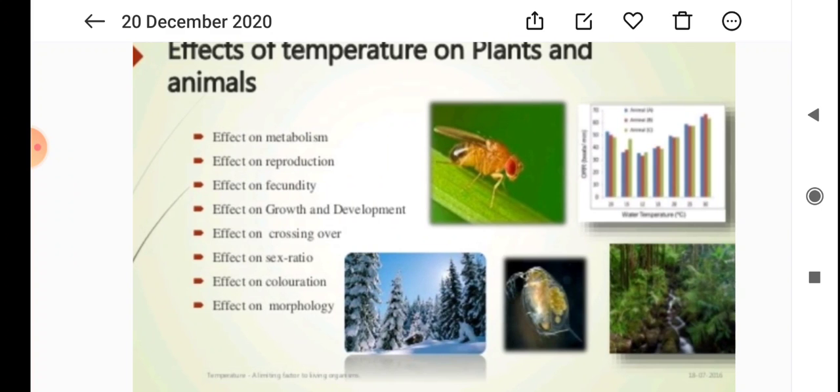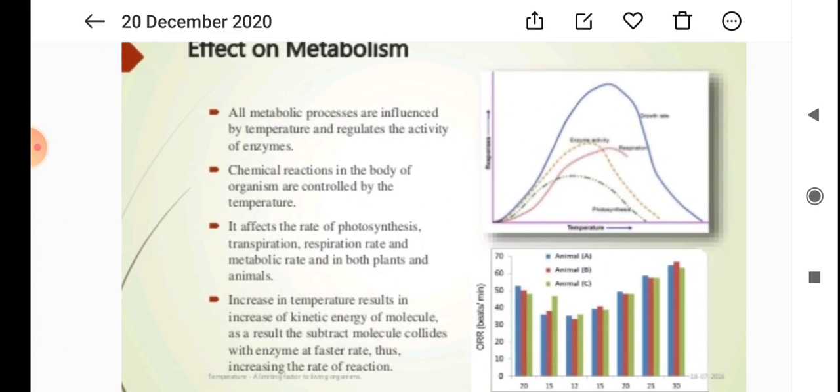Now, the effect of temperature on the plants and animals. As there is variation in the temperature, it affects the life of plants as well as the animals. It has significant role on the cells, morphology, physiology, behavior, growth, ontogenic development and distribution of plants and animals. First of all, we will discuss the effect of temperature on the metabolism.